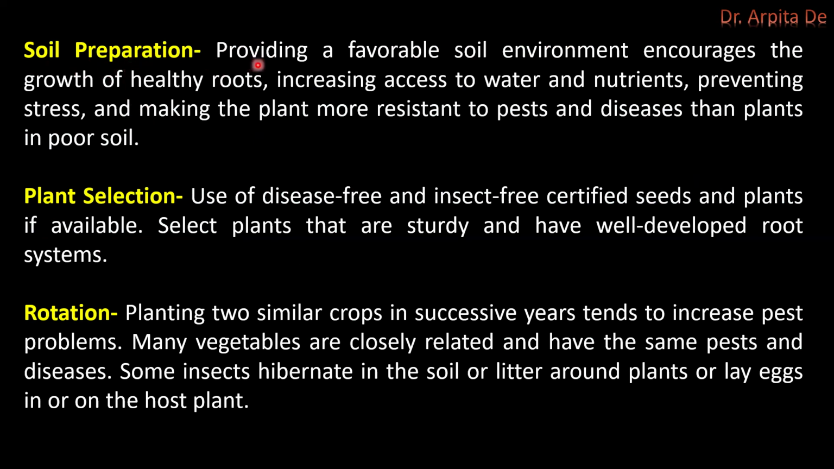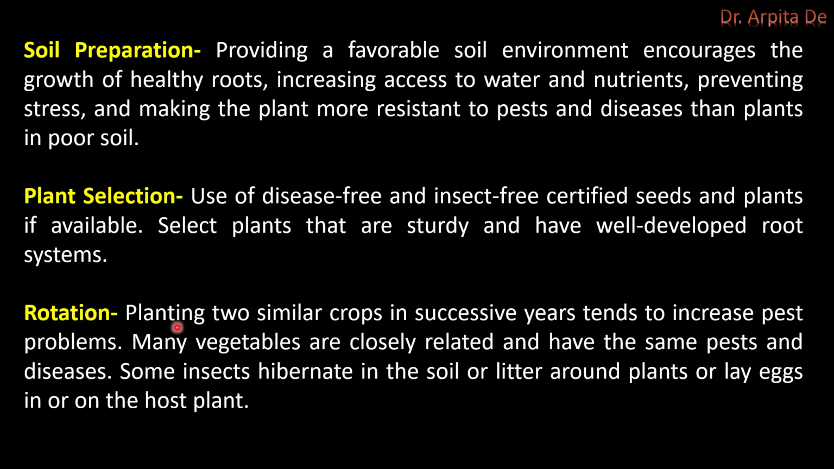Coming to soil preparation. Providing a favorable soil environment encourages the growth of healthy roots. The soil is the main thing here, so soil should be good. It increases access to water and nutrients, prevents stress, and makes the plant more resistant to pests and diseases than plants in poor soil. Plant selection. This is very important. We should always select disease-free, insect-free, resistant plants or seeds. Select plants that are sturdy and have a well-developed root system.